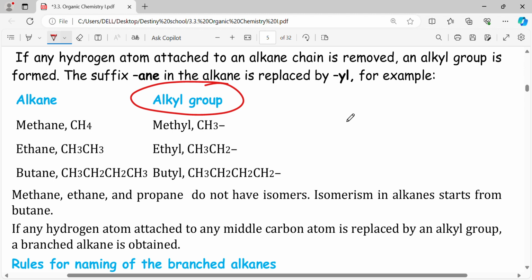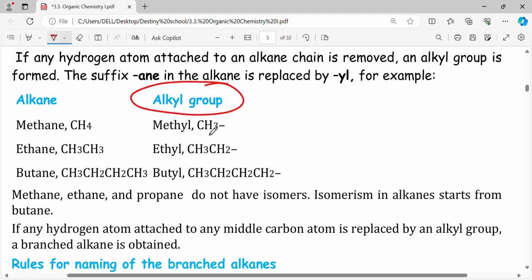So how do you form an alkyl group? By removing one hydrogen from an alkane. If any hydrogen atom attached to an alkane chain is removed, an alkyl group is formed. If you remove one hydrogen atom from any given alkane, you get what is called an alkyl group. For example, our number one alkane is methane, written CH4. If you remove one hydrogen from it, you are left with CH3.